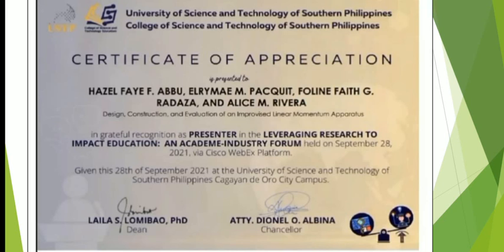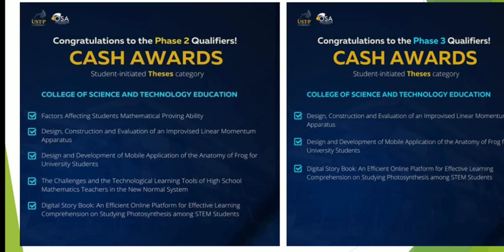We were able to present our research concept paper at the webinar on leveraging research to impact education, an academic industry forum held on September 28, 2021. We also joined the Cash Awards, a student-initiated thesis category, with the help of our research advisors, Mr. Angelo Mark P. Walag and Mr. Lowell M. Gabunilas. So we were able to make it to phase 3.